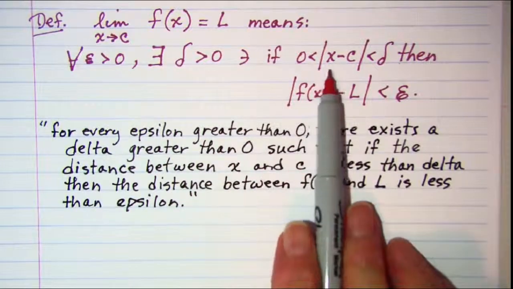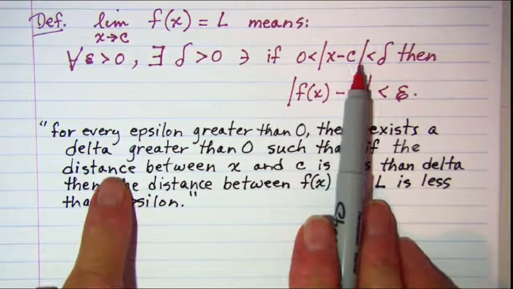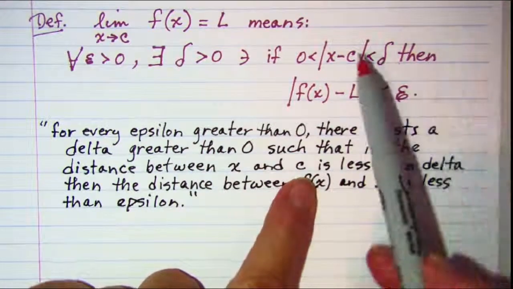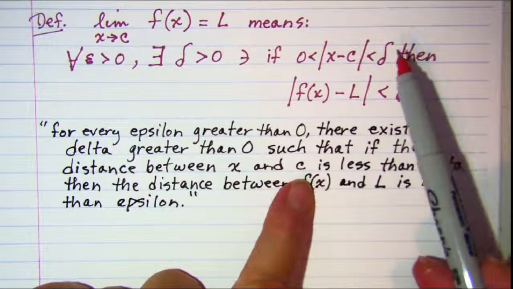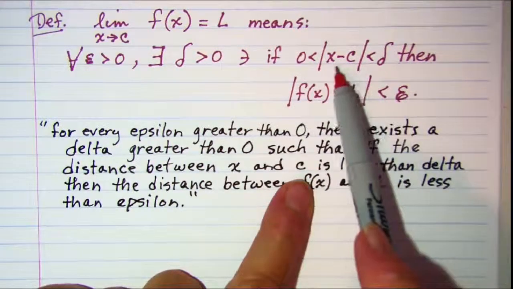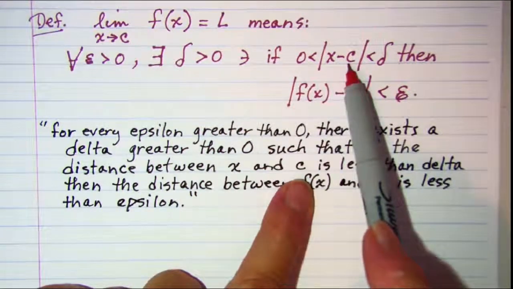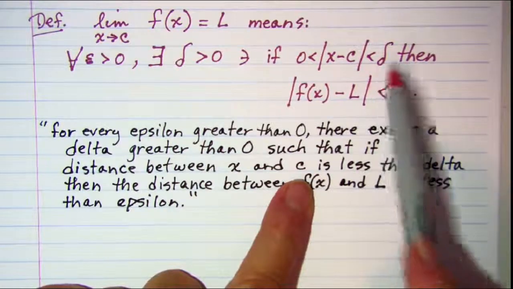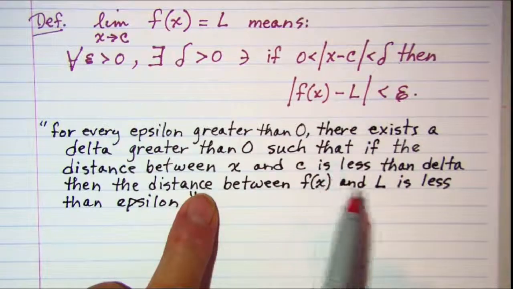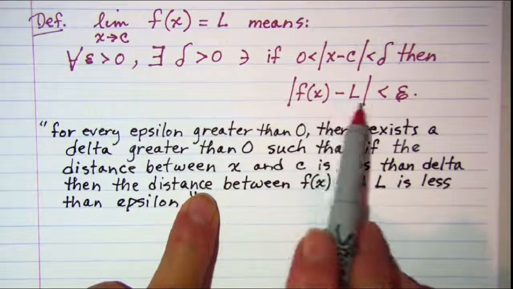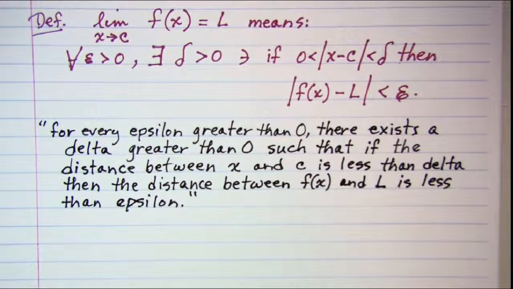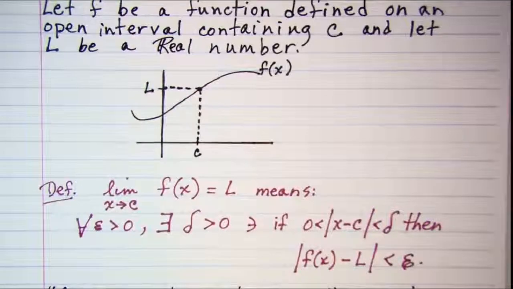And when we talk about distance, when we want to say the distance between x and c is less than delta, that's this expression right here. So the distance between x and c is less than delta. And the distance between f of x and L, that can be shown right here, and that's less than epsilon. So let's come back up to our diagram.